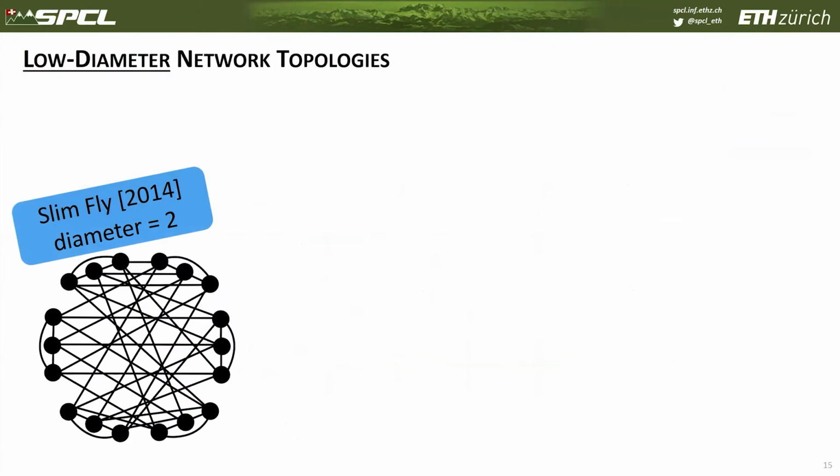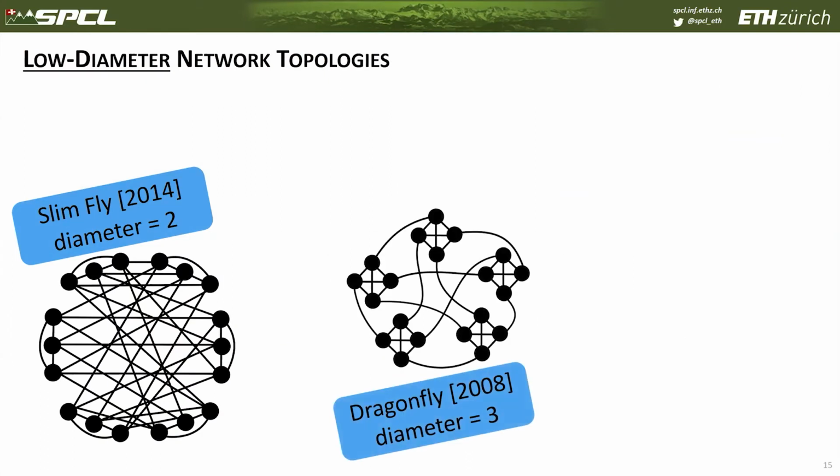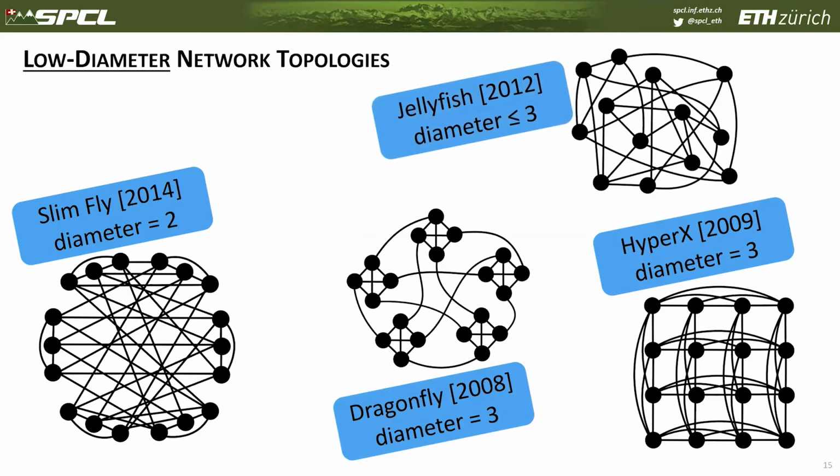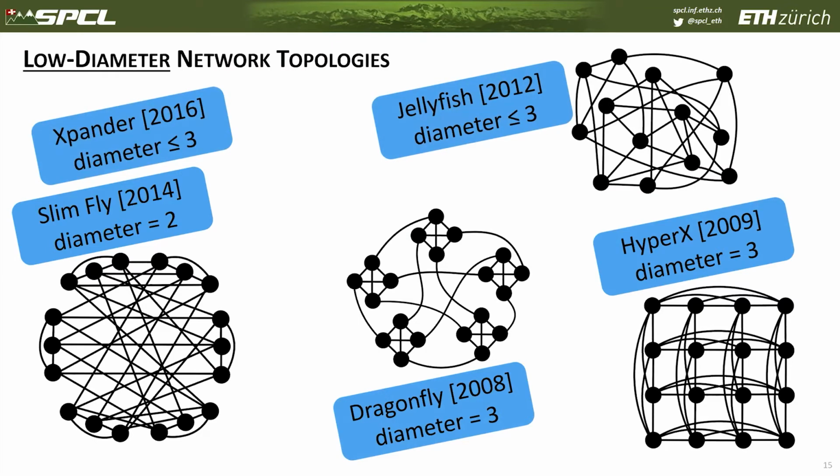Okay, so there's SlimFly, the low diameter topology, but there are also other topologies like that proposed over the years, most of them after SlimFly. So there's Dragonfly with diameter 3, there's HyperX with diameter 3. There's Jellyfish, and there's also the slightly more recent topology called Expander.